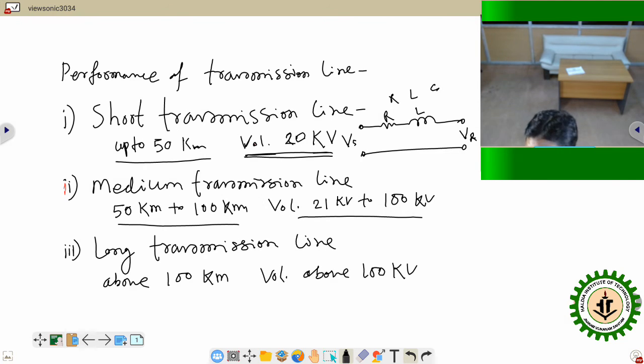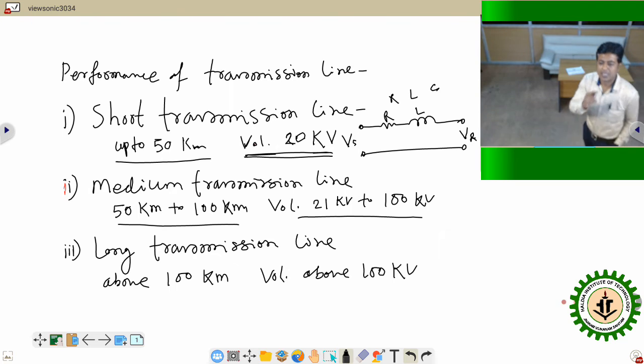In case of medium transmission line, as the voltage level is increased up to 100 kV, here we consider the capacitance which is formed in the transmission line. Practically, the capacitance may be formed all through the transmission line. But here in case of medium transmission line, the capacitance may be formed at the sending end, at the receiving end, or in between the sending end voltage and receiving end voltage.